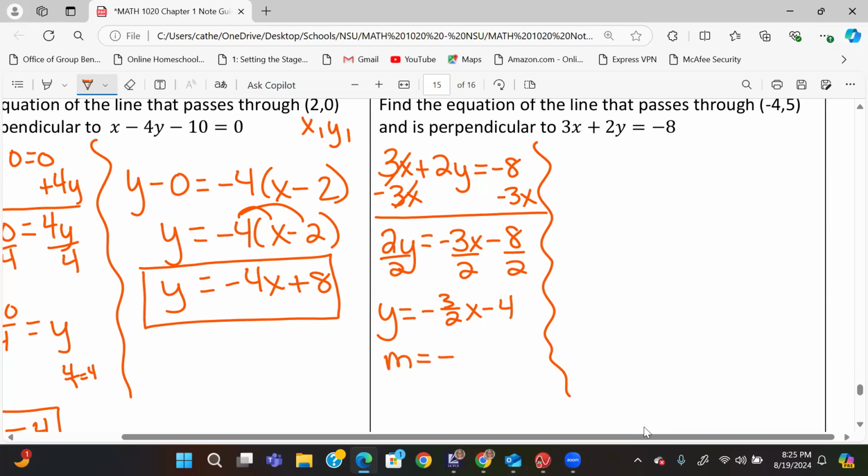The slope here is negative 3/2. But it's asking for the equation of a line that is perpendicular. So what is the perpendicular slope that we're going to use? So we're going to change it from negative to positive and then flip the fraction. So it's going to become a positive 2/3.